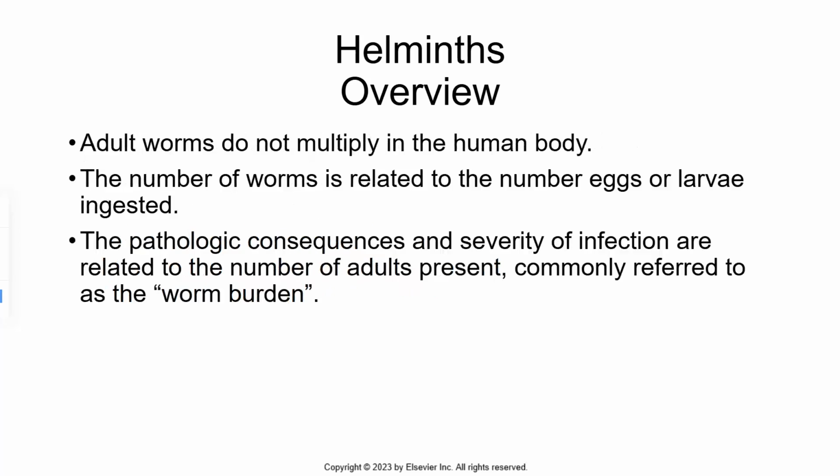Adult worms do not multiply in the human body. The number of worms is related to the number of eggs or larvae that the person ingested. The pathological consequences and severity of infection are related to the number of adults present, commonly referred to as the worm burden. Tapeworms are a little different. Usually people only get infected with one tapeworm. So even if they consume 500 eggs, only one of them will actually grow into a full adult worm.